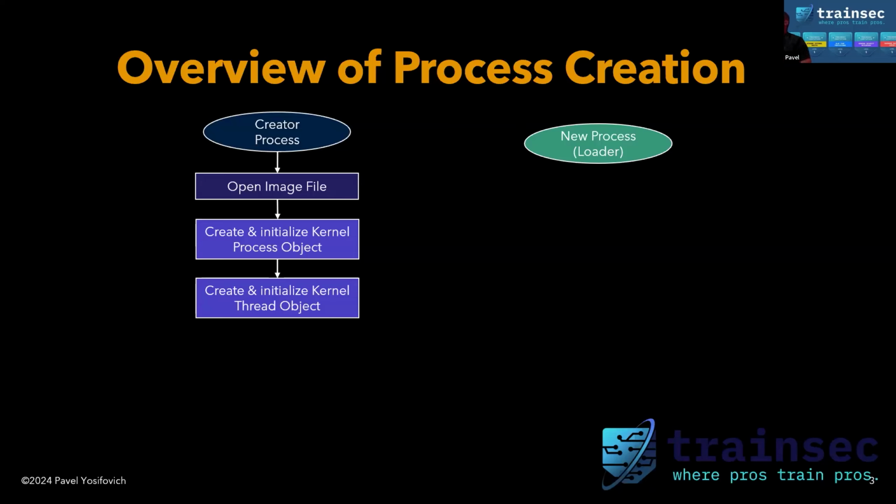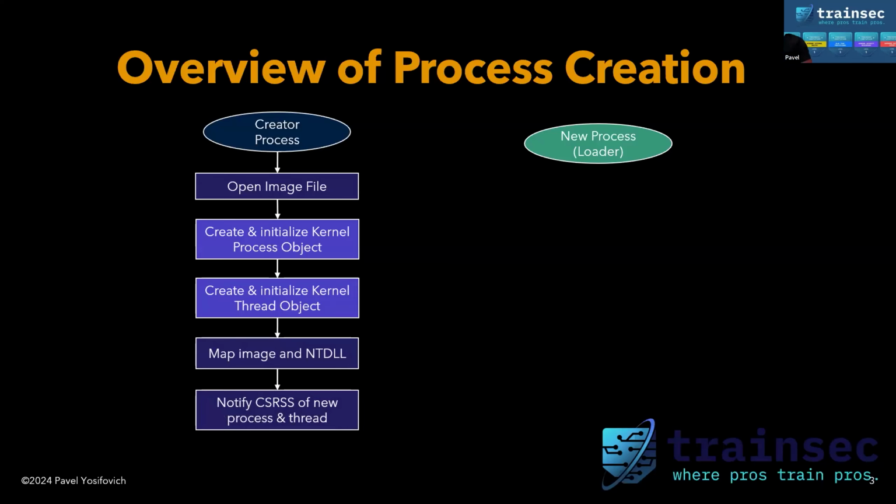That will complicate our code a little bit, maybe not that a little bit, in the driver I'm going to demonstrate very soon. And then there's some other stuff that is happening, such as mapping the image itself, the PE image and NTDLL, into the address space of the newly created process. Then CSRSS, which is the Windows subsystem process, is the one that's helping the kernel to manage processes that belong to the Windows subsystem, which I'm not going to cover here. So it needs to get notified that these things have happened, that a process and a thread has been created. And only then the new process is live enough to execute some code.